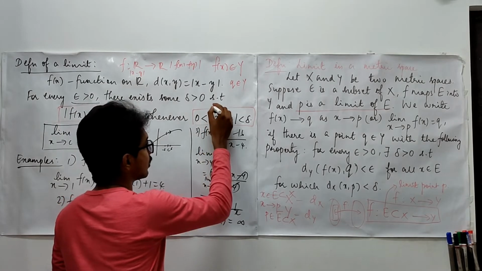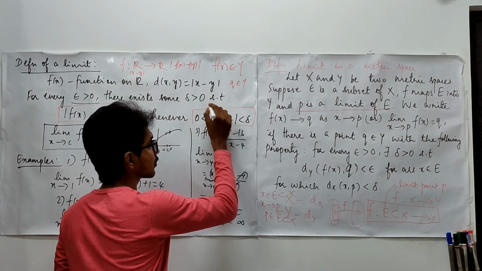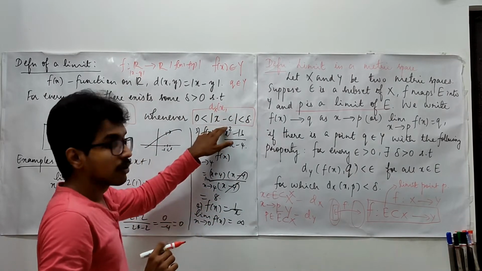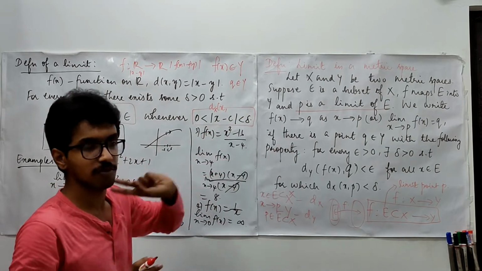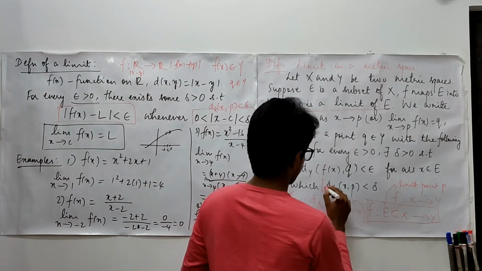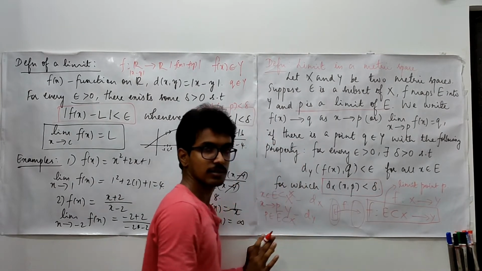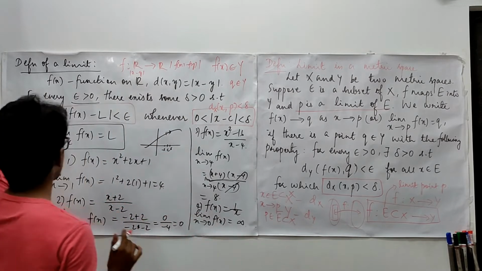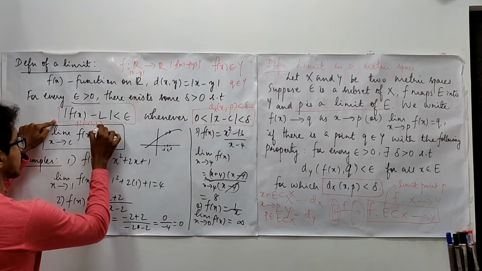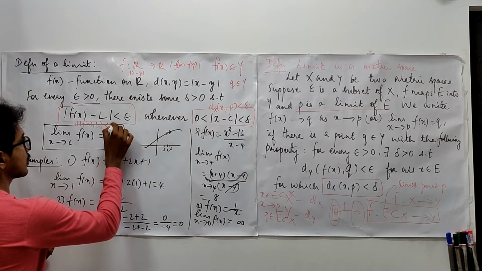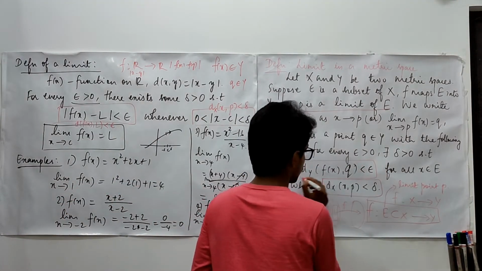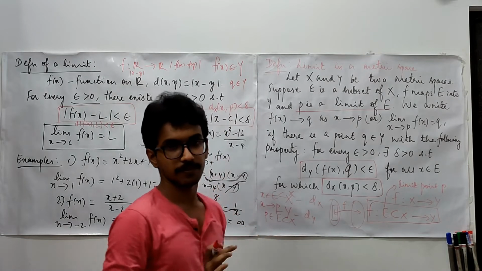Here this will be replaced by the general metric d with suffix X, of x comma p. So this has to be less than delta. That is what. So when you have this, it will give you this, which may be written as d of f of x comma L, right? So it is less than epsilon. Here L is replaced by Q. Okay. So this will imply this.